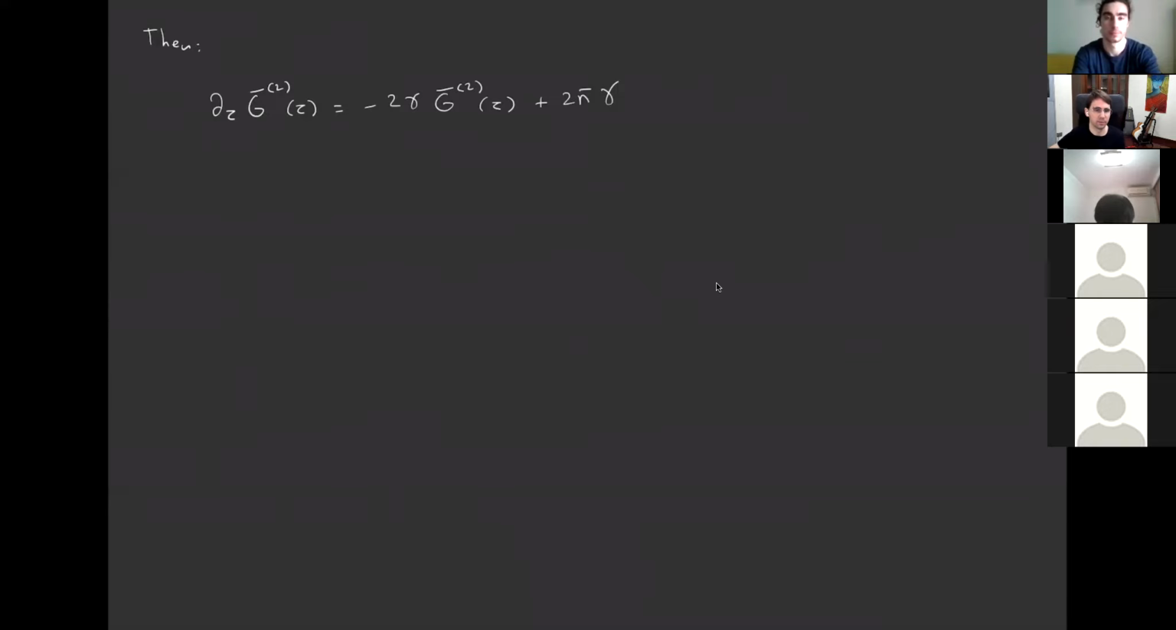Okay? And it's a linear equation, so it's a very trivial equation to solve. So now, from this expression, we can solve what is G2 of time tau, okay? And in particular, we also need the initial condition, G2 of 0.